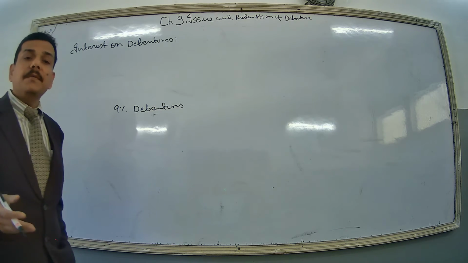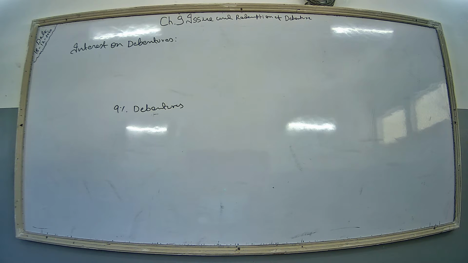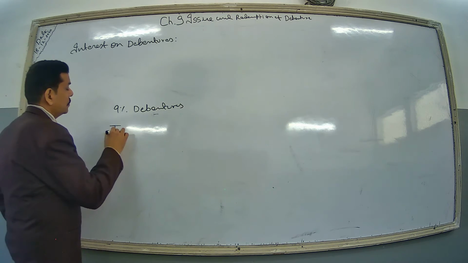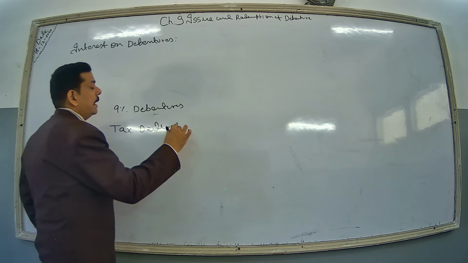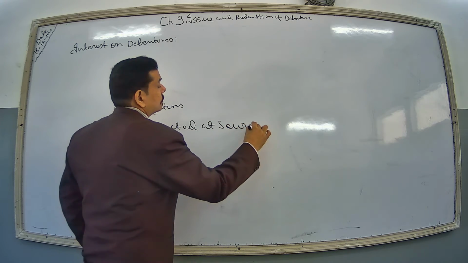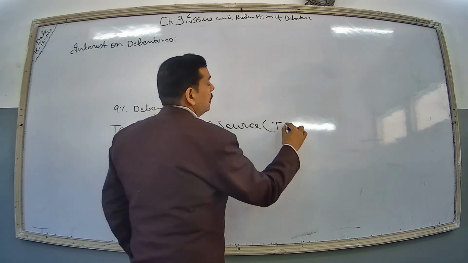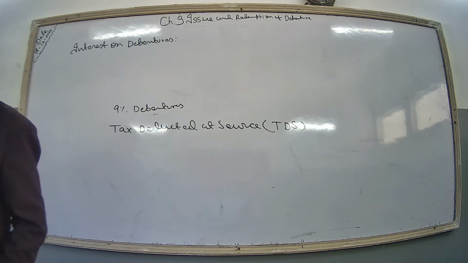So it must be paid whether the company is earning profit or loss, and sometimes it is subject to the deduction of tax at source. Clear? TDS is deducted on that. So that is called tax deducted at source. Clear? In short, it is called TDS. Tax deducted at source, or TDS.